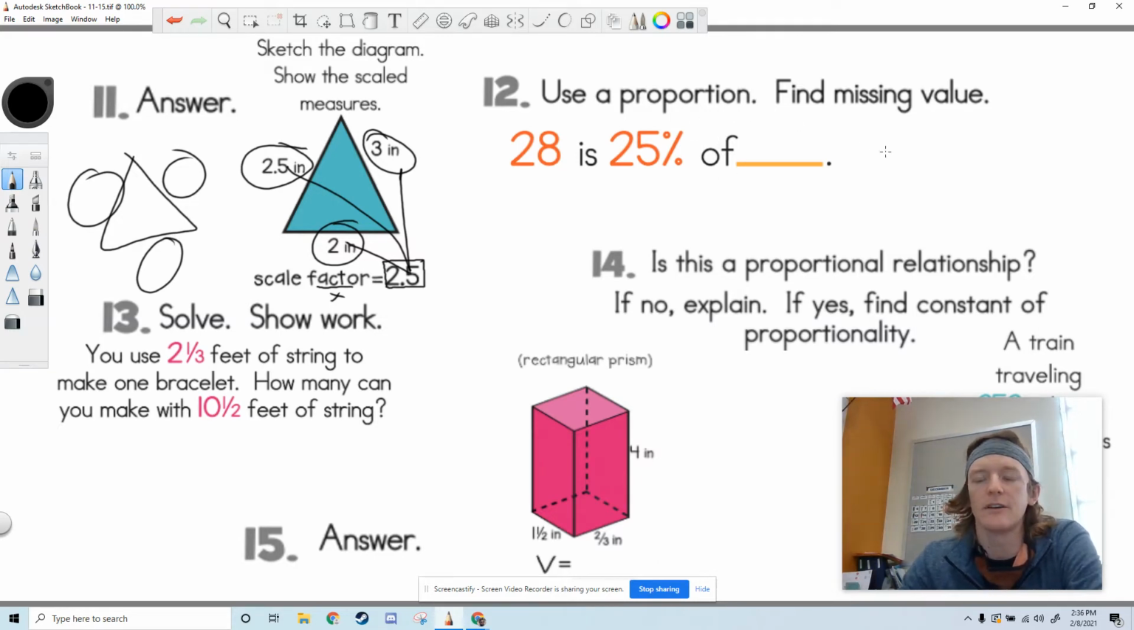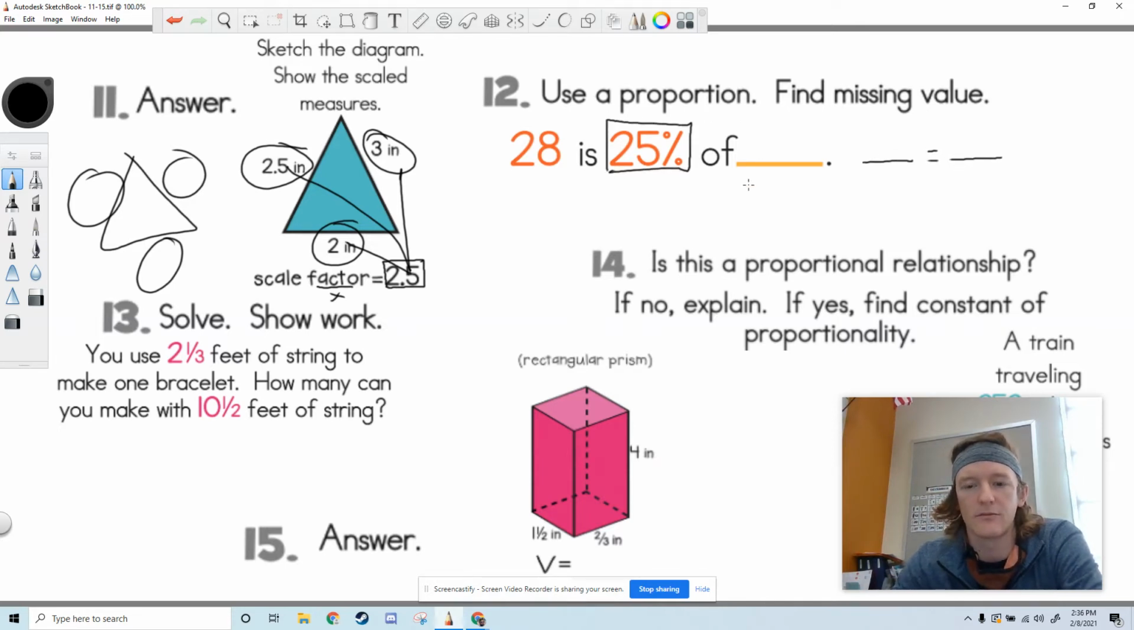For number 12, we need to use a proportion. A proportion is where we have two fractions that are equal to each other. If we're doing percents, that's one of our fractions. So it's 25 out of 100. That's 25%. This one's done. So we want to know 28 is part of what larger amount? This is a small piece of what number? So 28 is 25% of what number?